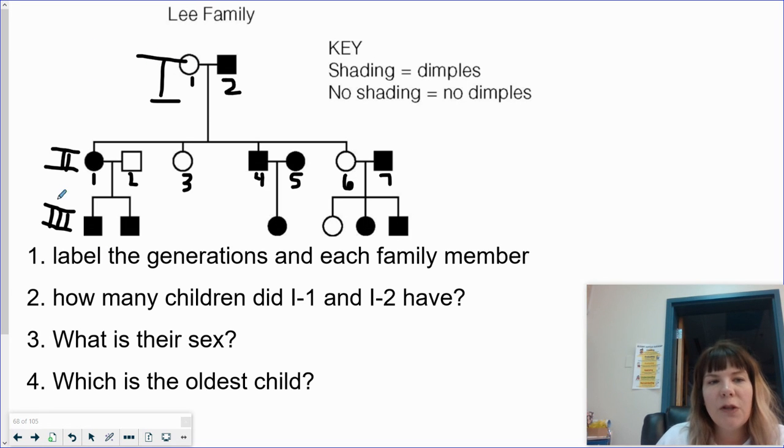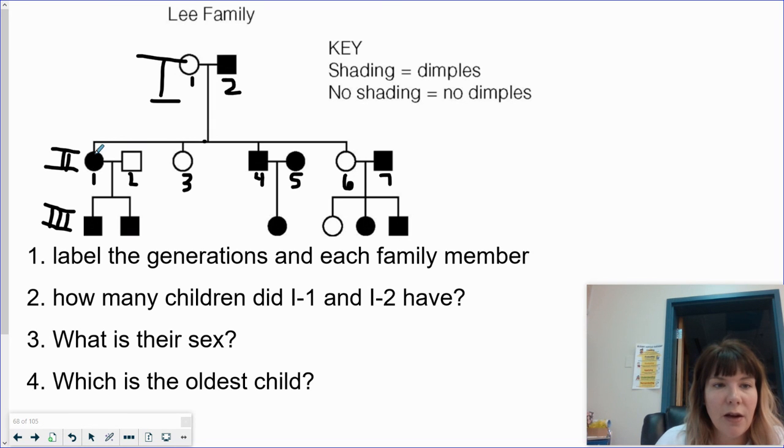Now that I've labeled my generations and each individual, I can read this because it says how many children did 1, 1 and 1, 2 have. What 1, 1 means is generation 1, person 1, and generation 1, person 2. So it asks how many people did they have as children. So you follow down and you look for the lines that are attached to this line here.